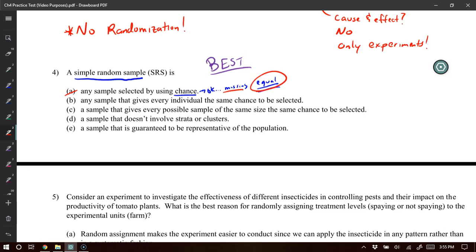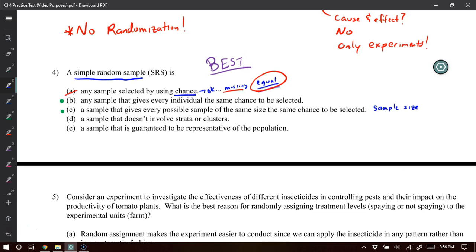Any sample that gives every individual the same chance to be selected. Well, what was missing in A, I can see in B, so I like that so far. But is it the best? I don't know. A sample that gives every possible sample of the same size the same chance to be selected. Well, if I compare that to B, they're very similar. The difference between B and C is that this one addresses that sample size plays a role. Every possible sample of the same size has the same chance to be selected. That's really the only difference between B and C. So I'm going to keep both those for right now.